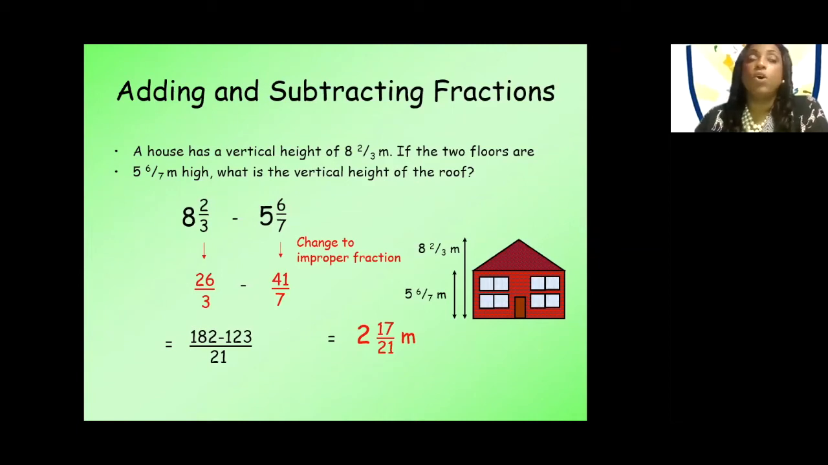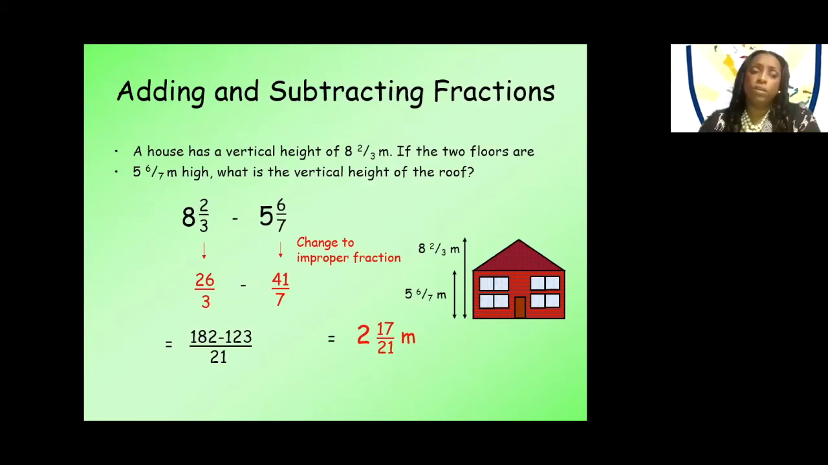You multiply the whole number times the denominator, and you're going to add the numerator. So you're going to say 5 times 7, add 6. My answer is 41. And look, the denominator is 7, so I want to keep that.